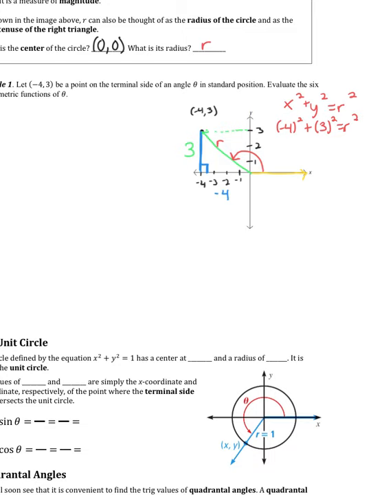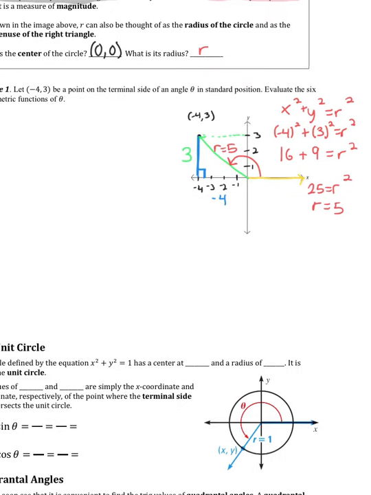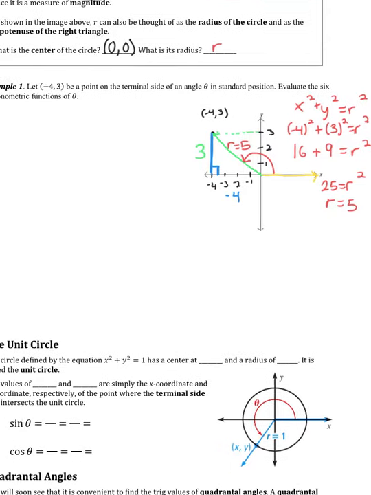Negative 4 squared is negative times a negative, so that's going to be a positive 16. 3 squared is 3 times 3, that's a 9. So I end up getting 25 equals r squared. Square root both sides, and r equals 5. R is always a positive number, so it's going to be a positive 5. There's no debate about that. So now I have my 3 sides of my triangle. That's how you find the radius, you just use the Pythagorean theorem.